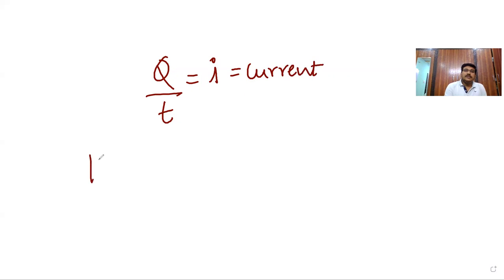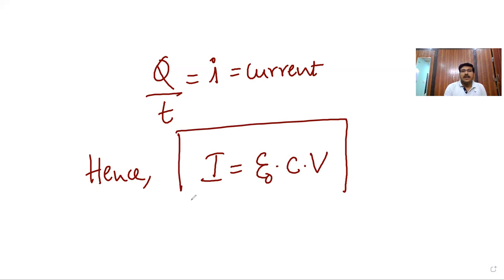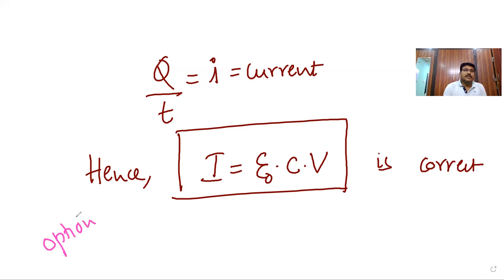Now hence, whatever the equation given, left hand side is equal to right hand side: I is equal to epsilon, speed of light, into V is a correct one. Now option C is correct. Option C is correct. Now let us see the fourth option.